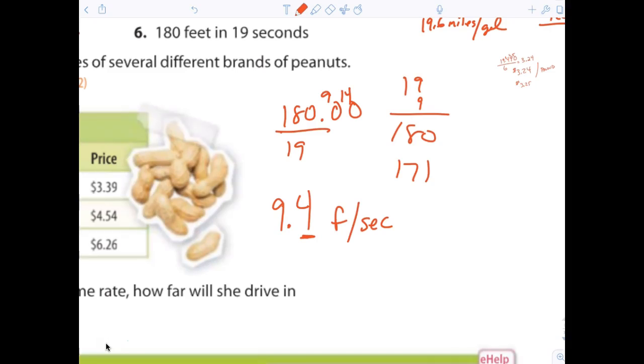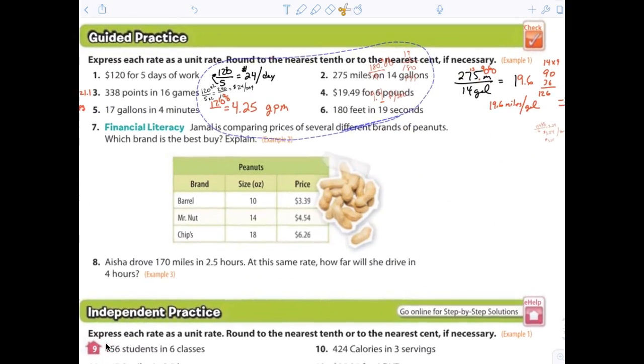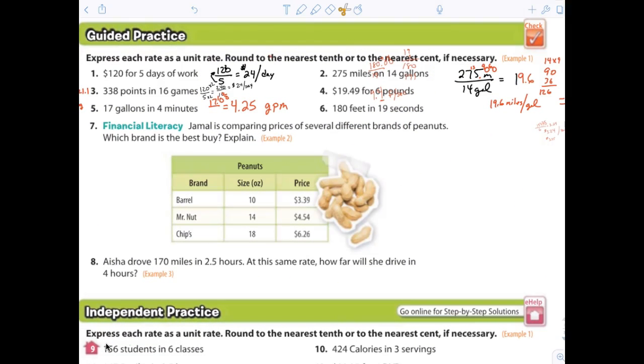All right. Let me see what's coming up now. Let's just do 7. I want to get all this information out of the way because I think this problem right here is interesting. It says, Jamal is comparing the price of several different brands of peanuts. Which brand is the best buy? Let's use a calculator on this. I want the best buy. That means I want to know how much per ounce.